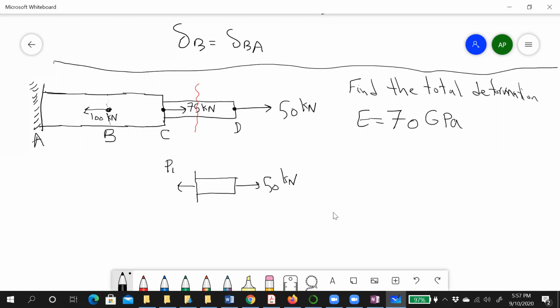Summation of force in direction of x: you have negative P1 plus 50 equals 0. P1 is 50 kilonewton, right? So now let's find delta, delta D with respect to C.